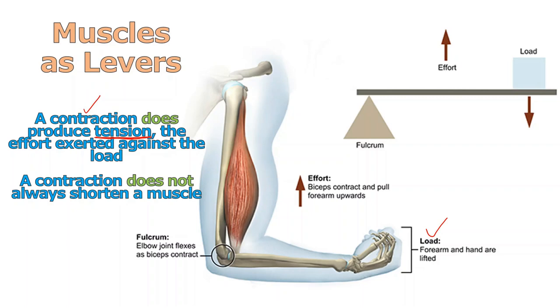A contraction does not always shorten a muscle. Usually when you first learn about muscle contraction, it's always about getting shorter. So we need to keep this straight. A tension will be produced, but a shortening, or you could say a lengthening, does not always have to happen.